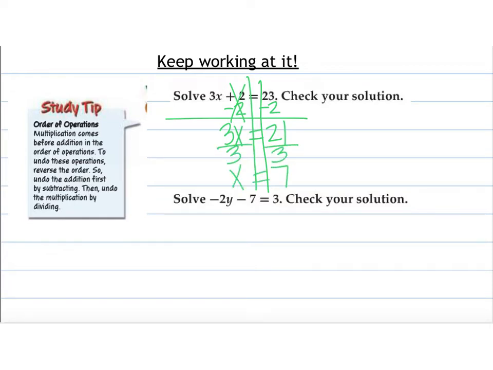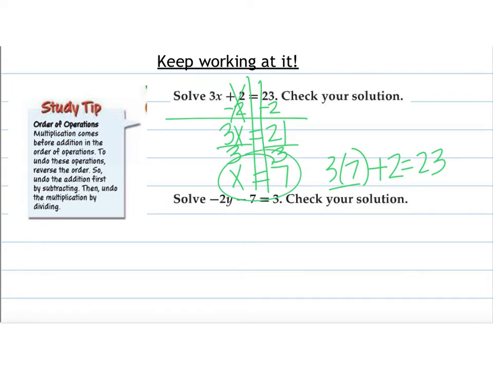So x equals 7. I'm going to check it. I would check it underneath, but I'm just going to check it right here. 3 times 7 plus 2 equals 23. 3 times 7 is 21, plus 2 equals 23. So x equals 7.